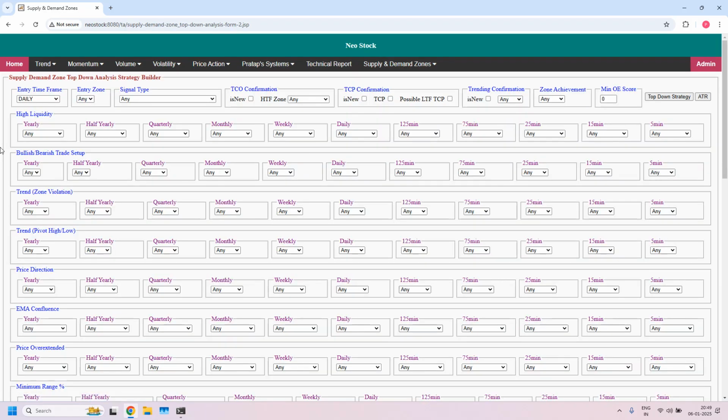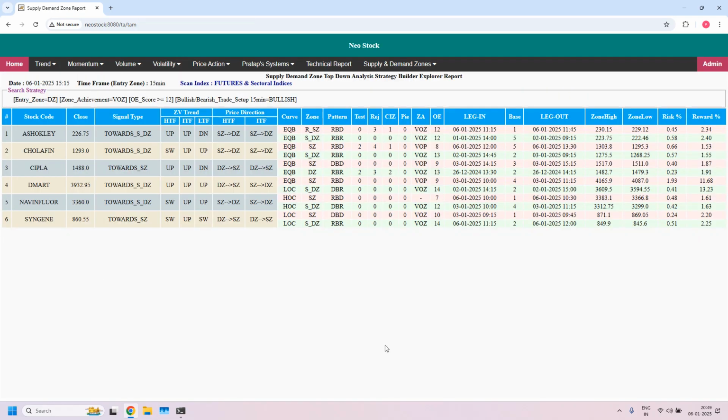Next, bullish trade setup for daily income trade. Entry time frame 15 minutes, entry zone, demand zone. In bullish or bearish trade setup, at 15 minutes I am selecting bullish, and the zone achievement should be violated opposing zone, minimum odd enhancer score 12. Let's filter. We got 6 stocks, and none of these stocks are having pierced zones.